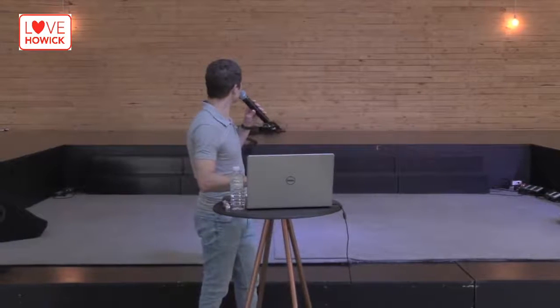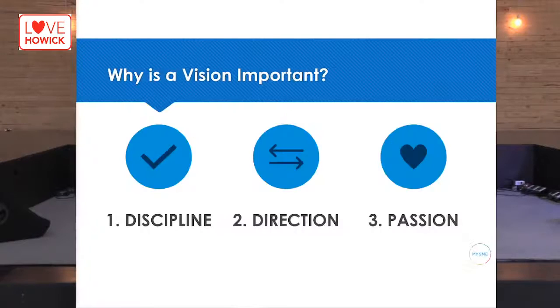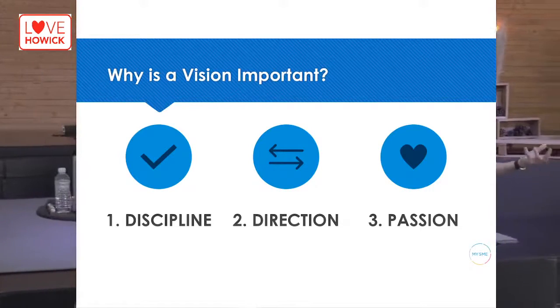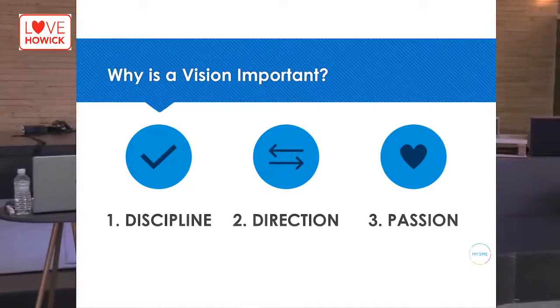The next slide, number 34. If we look at vision in itself, vision results in 3 things, very important. Vision results in 3 things in your life. The first one is discipline. Vision results in discipline. Who's got a discipline problem?